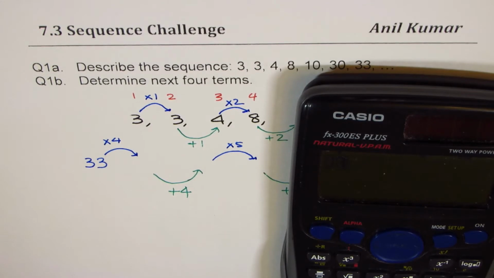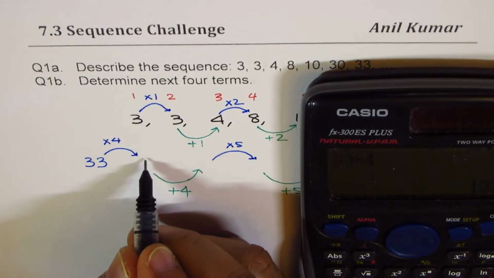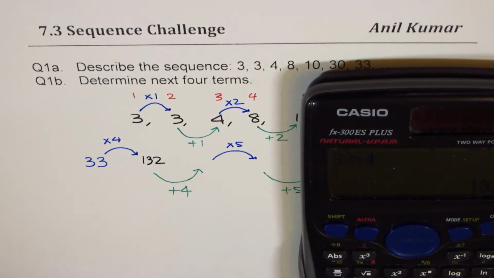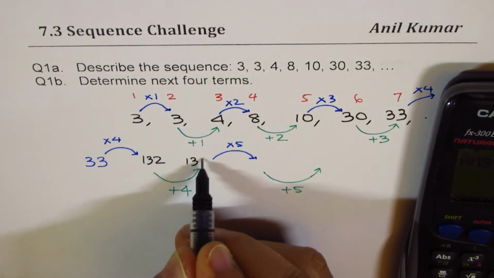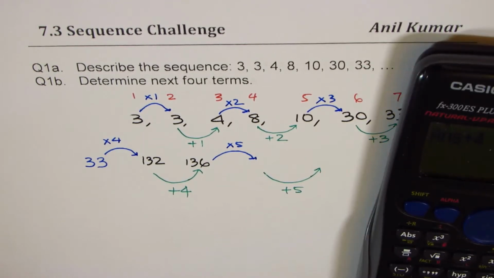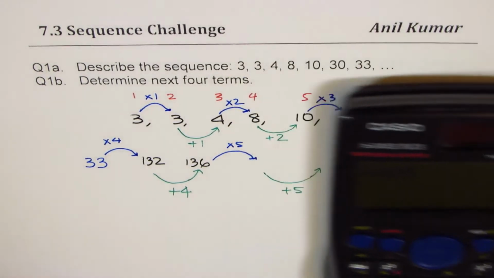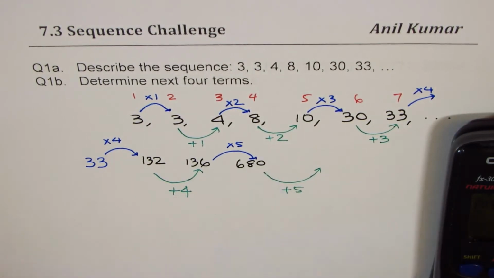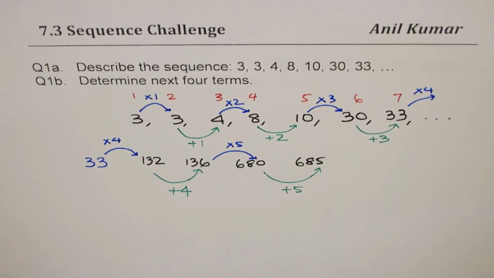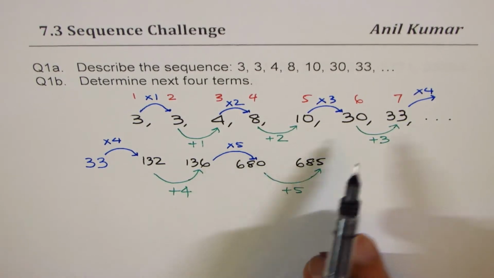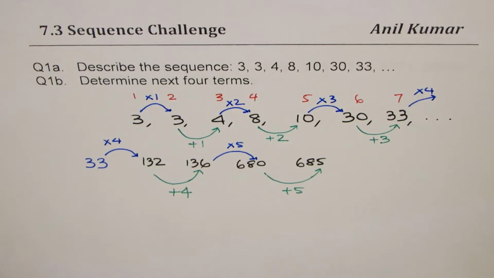So we'll do 33 times 4, which is equal to 132. So we get 132 here, and we'll add 4 to this. So we get 136. We'll multiply that by 5 times 5. We get 680. Okay, so we get 680. And then we'll add 5. So we get 685. Do you see that? So we did get a pattern which helped us to figure it out. But it is not an easy pattern, as you can see. Right? But once you have done a pattern like this, it should not be difficult.